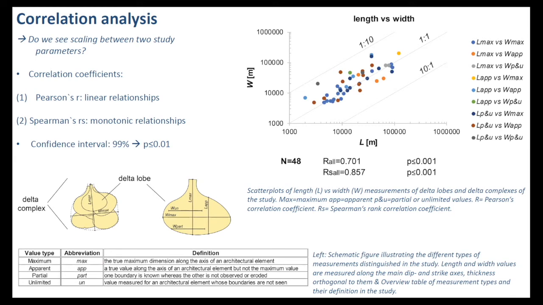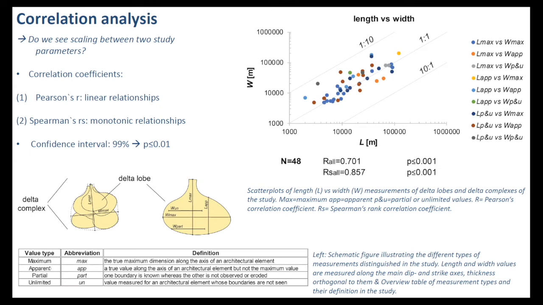So to account for that, I've distinguished between different types of measurement. You can see an overview down here. So when we're very lucky, we get the maximum value of an architectural element like a delta lobe or a delta complex.